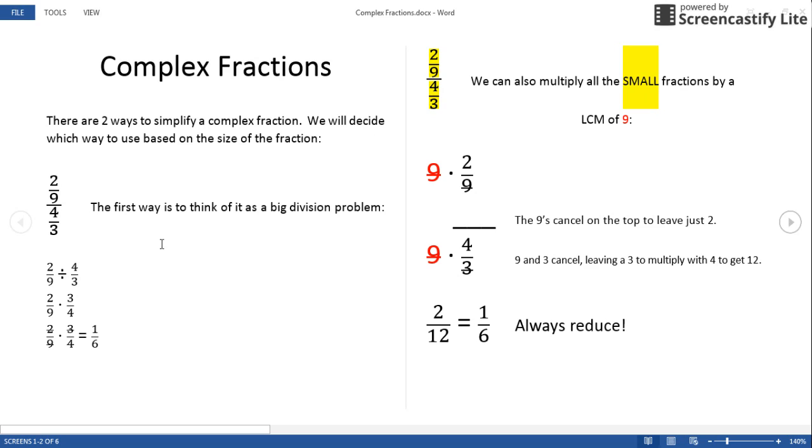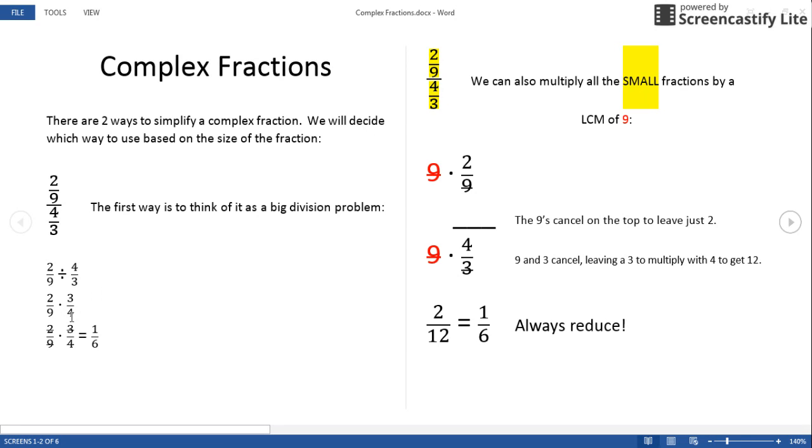The first way for us to simplify this is to think of it as a big division problem. The fraction bar in the middle here separates it into one fraction on top being divided by one fraction on the bottom. So we can rewrite this as 2/9 divided by 4/3. Well, we know how to do that one. We flip over the one on the back and change to multiplication.